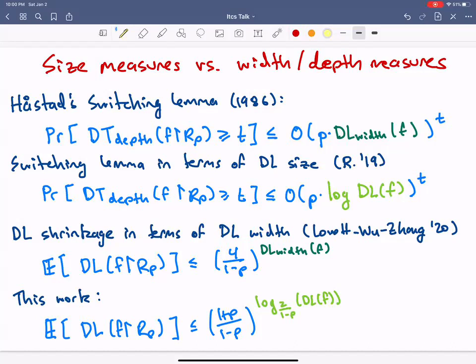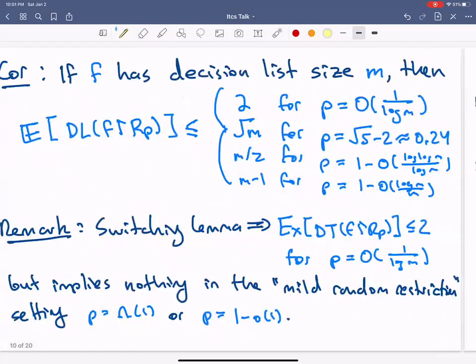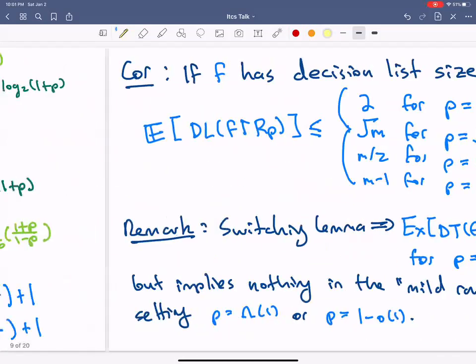and Zhang, where they prove a shrinkage-like result for decision lists, in terms of the decision list width of F. So their result states that the expected decision list size of F under a P random restriction is bounded by 4 over 1 minus P raised to the decision list width. Okay, and so here I've just rewritten our result, putting the decision list size in the exponent. This is the same bound as in our main theorem stated here.